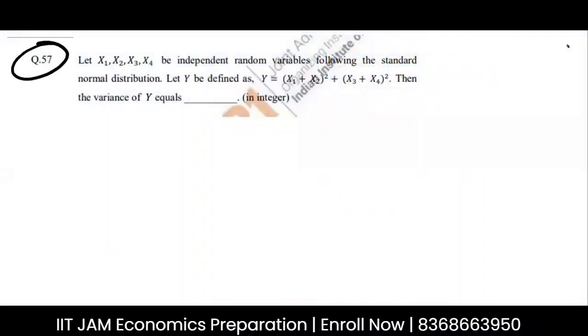This is question number 57 of the IIT JAM Economics 2021 paper. Let's see what the question is saying. It says X1, X2, X3 and X4 are independent random variables.